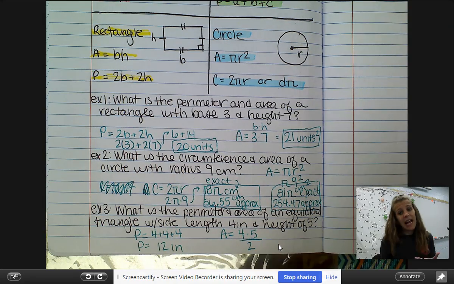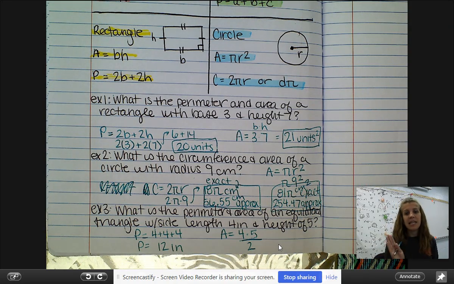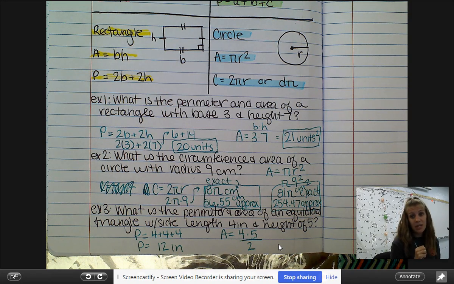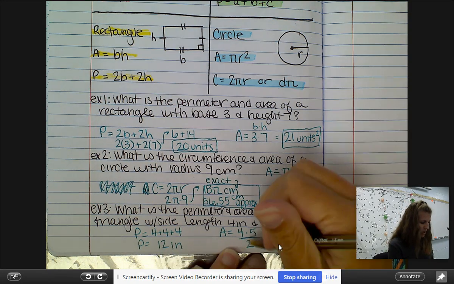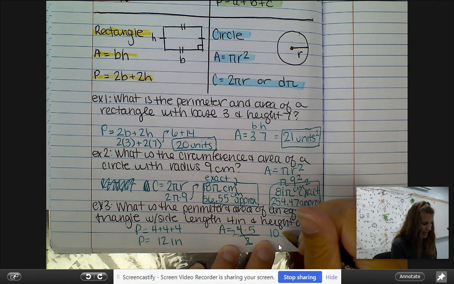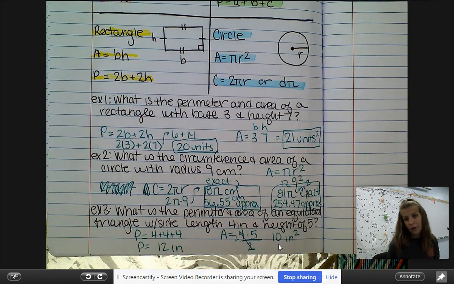So here's where I like to write it as this big fraction like that because then I can pick and choose who I want to divide the 2 by. I don't want to divide the 2 into the 5 because it doesn't go. So 2 into 4 is 2, and 2 times 5 is 10 inches squared for our area.